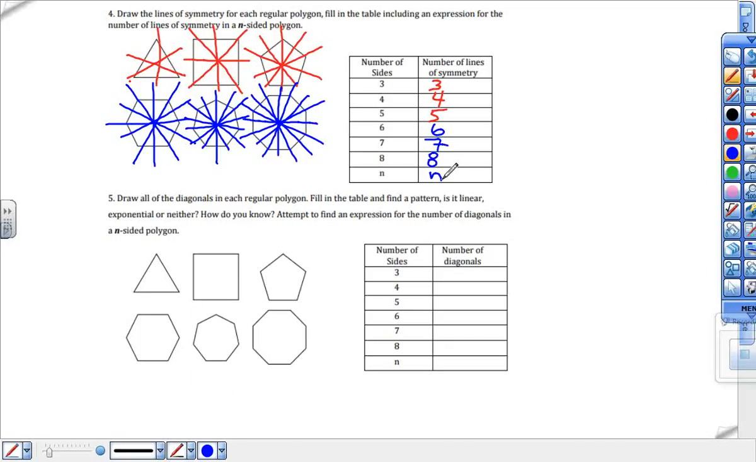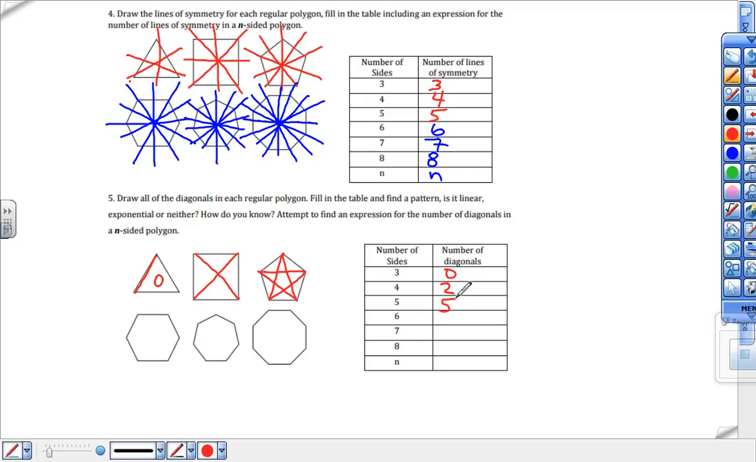Diagonals on the inside, remember, a little bit different. A triangle has 0. This does not count as a diagonal. A square has 2. 1, 2. A pentagon has 5. It's the only regular polygon that has the number of diagonals equal the number of sides. 1, 2, 3, 4, 5. The rest do not match the number of sides.